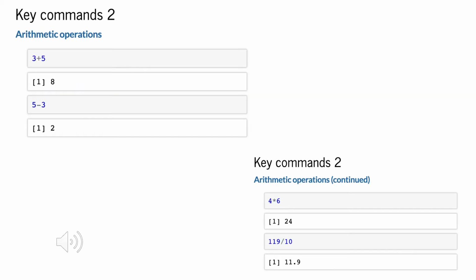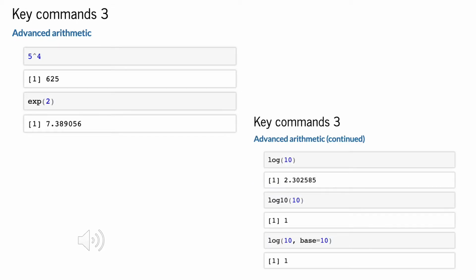Additionally, R has the same arithmetic operations that you'd find on a standard calculator, so we can add and subtract, multiply and divide. And in a similar way to scientific calculators, R can also do advanced arithmetic. Here we're showing some examples where we're raising numbers to a power, taking the exponent of numbers, and the logarithm to various bases.